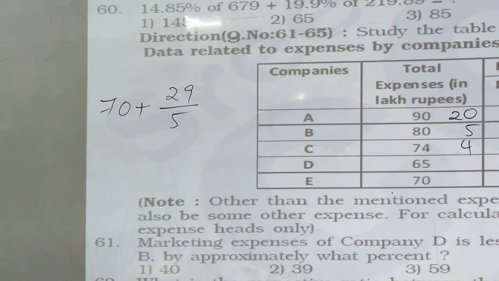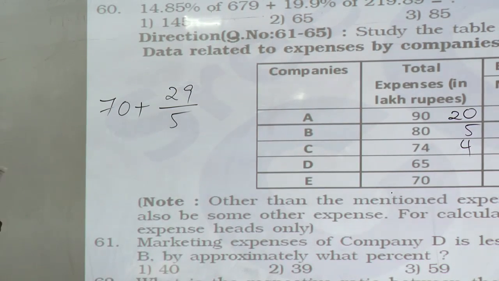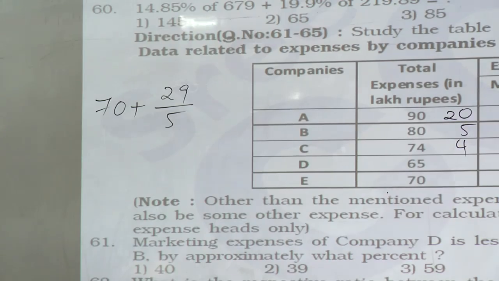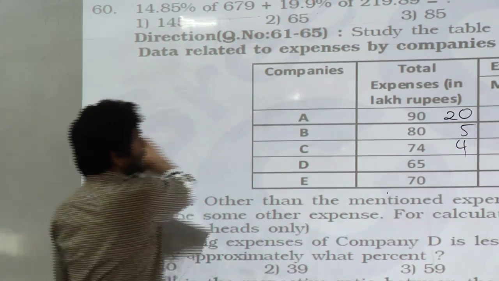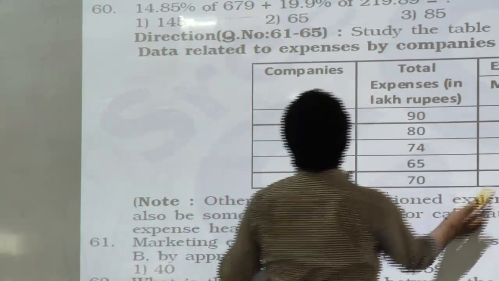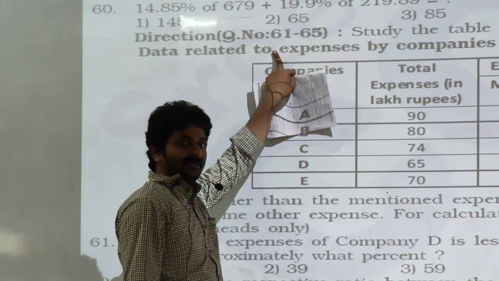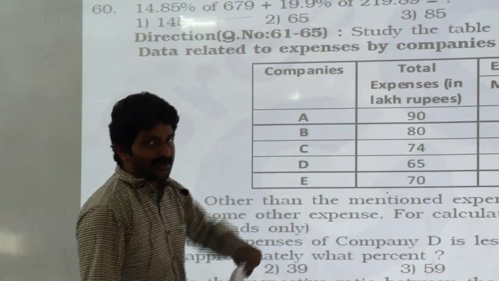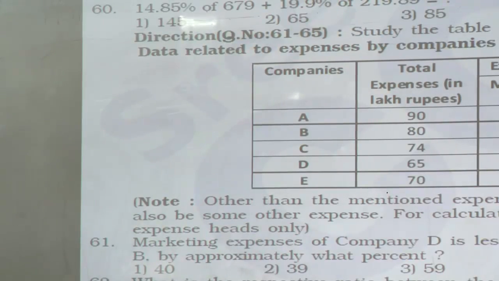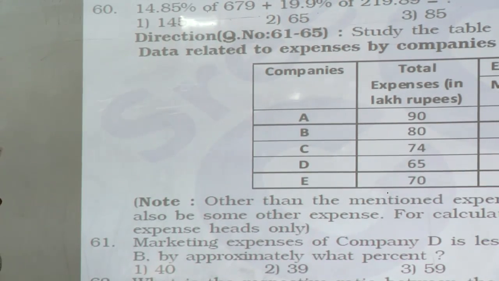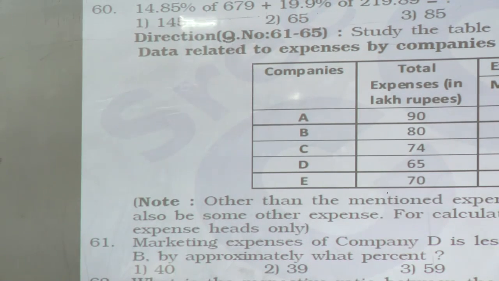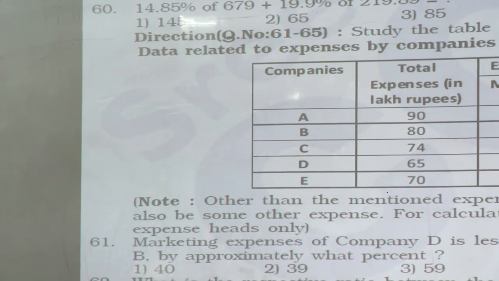64. The total expenses of company E in October 2012 was 20% more than the total expenses of the same company in April 2012. So these are the values given for April 2012. Yes or no? So in the instruction it is given. These are the values given for April 2012. In October it is 20% more than that. How much was the marketing expenses of the company in October 12 if it was 25% of the total expenses of the same month? Right.